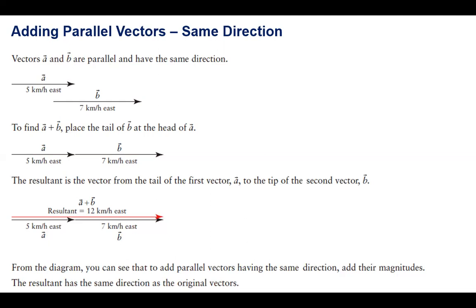From the diagram, we can see that to add parallel vectors having the same direction, we can just add their magnitudes. The resultant has the same direction as the original vectors. Any questions?